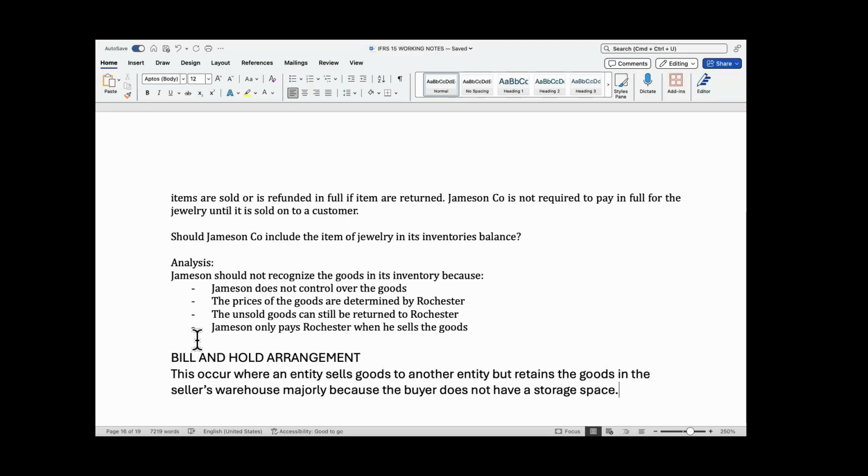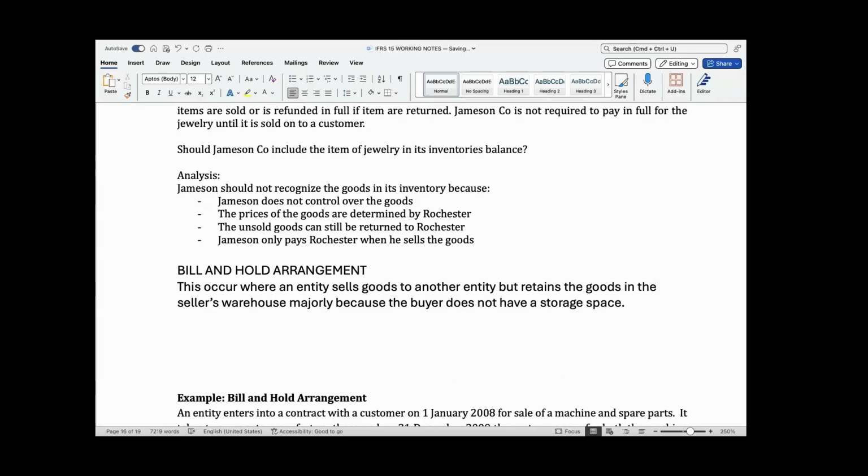Then it's because the buyer does not have a storage space, not because the buyer cannot pick it up. It's just because he doesn't have a storage space. So in this case, the provision of storage facility will be treated as a separate performance obligation.